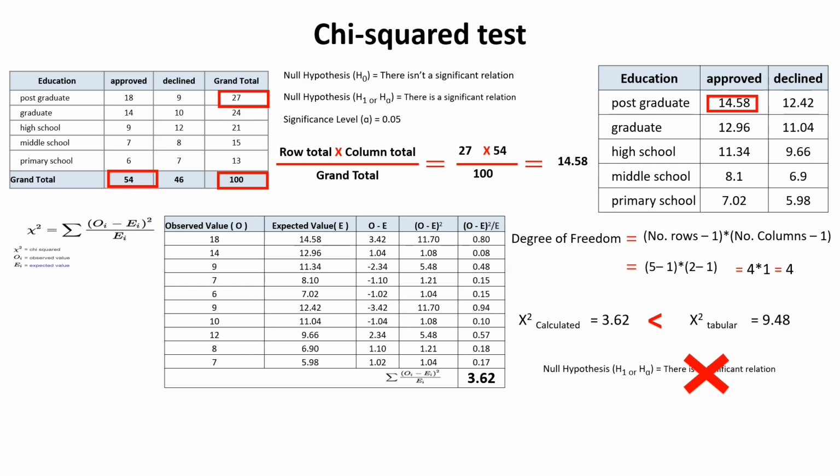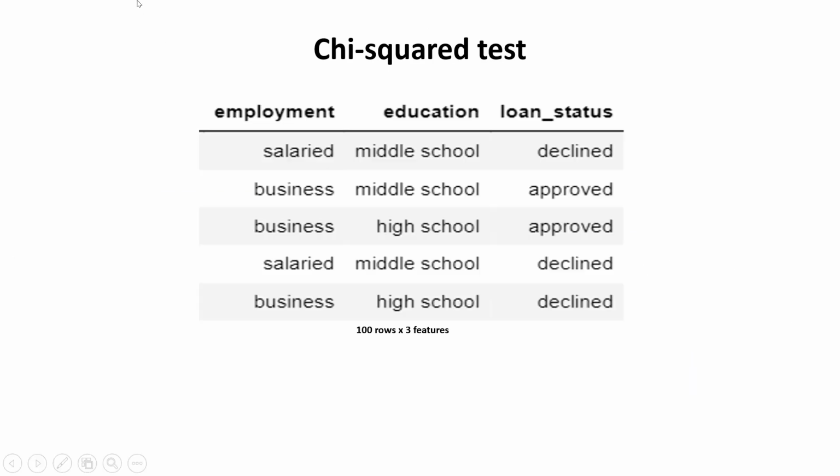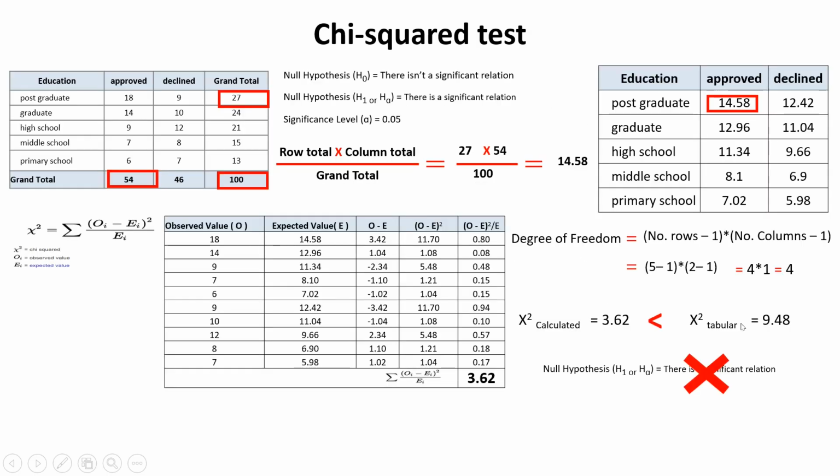I hope this is clear to you. In case of any doubt, put that into the comment section. Now, what does this mean? I just explained that here the education is not having any significant relation with loan status based on this calculation or this analysis. I hope again that the calculation method was simple enough to understand. In the next step, I'm going to take you to Python, and over there I'll show you how to implement this on data.